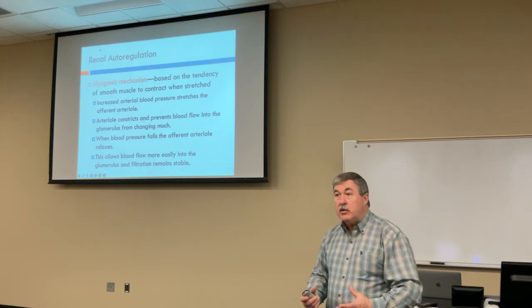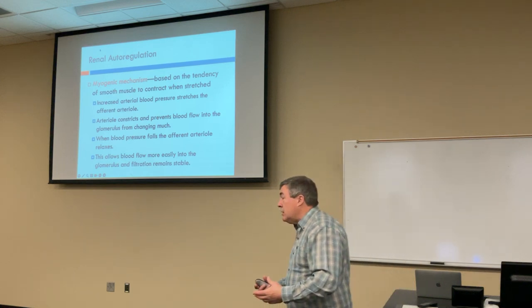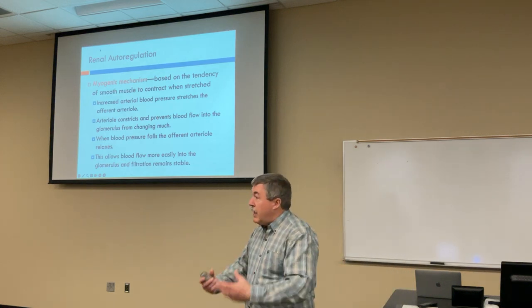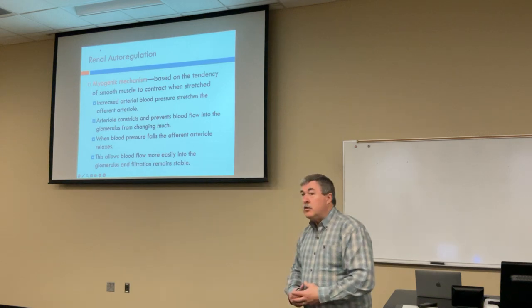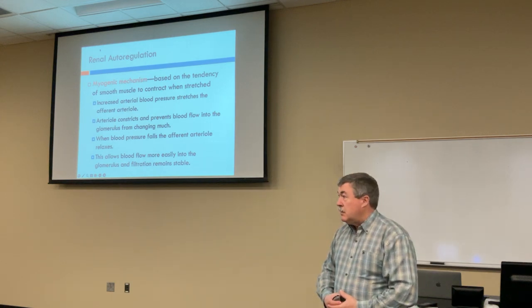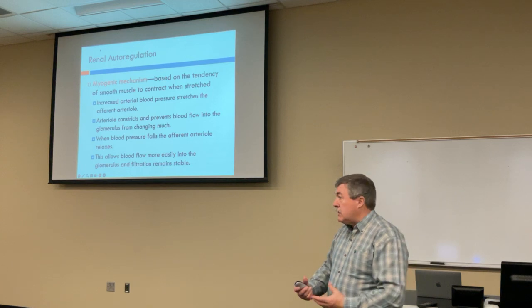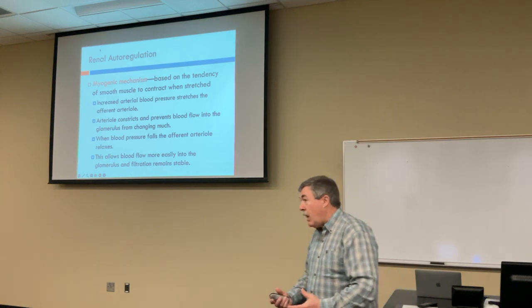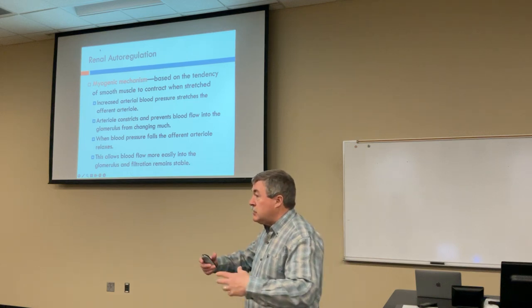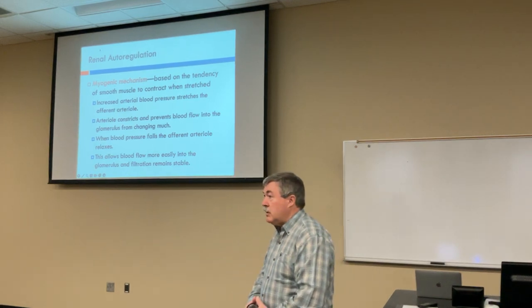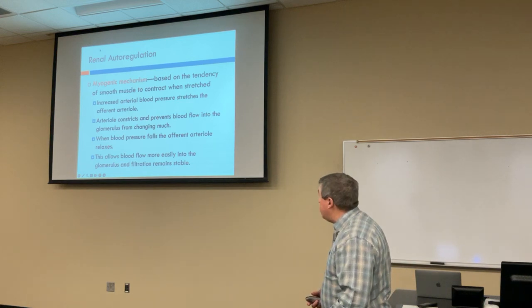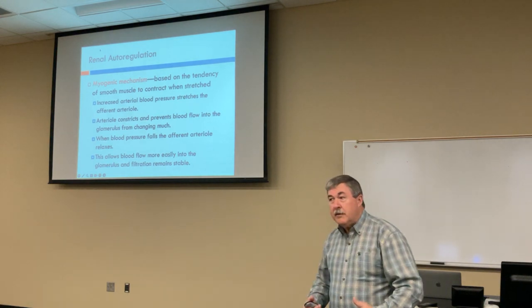So when blood flow to the kidneys increases, the afferent arterioles are stretched. In response they contract, that reduces blood flow to the nephrons. So that's a type of autoregulation. Okay? Blood pressure gets too high, stretches the blood vessels, that causes vasoconstriction. That reduces GFR. Okay? Any questions?